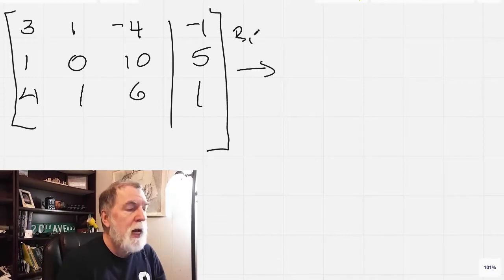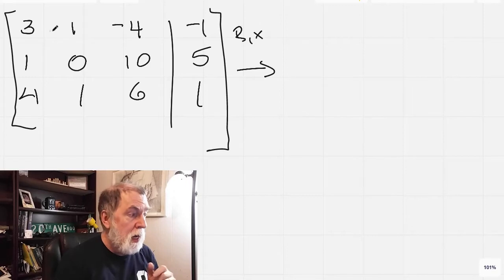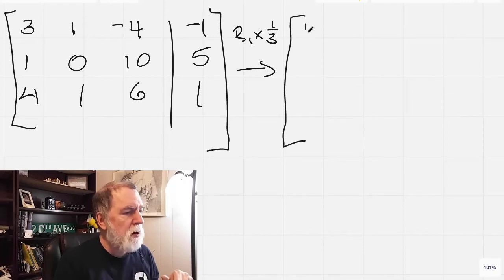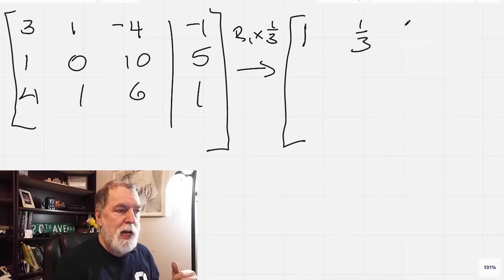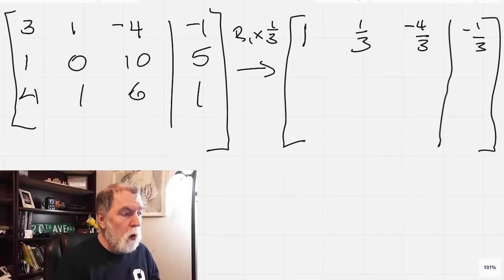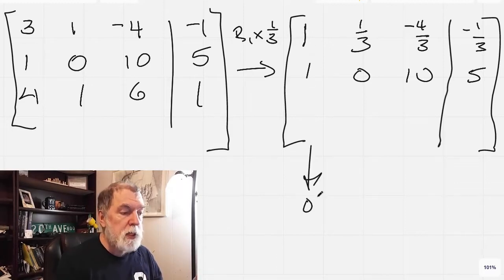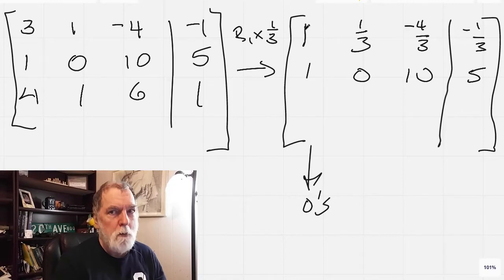So we'll multiply that first row by 1/3 to make that into a leading 1. So 3 times a third is 1. 1 times a third is 1/3. And negative 4/3. And negative 1/3. Now, for the second row, we are going to subtract the correct multiple of the first row so that eventually we want nothing but zeros in this first column. So the multiple is 1. We're just going to subtract the first row from the second row.